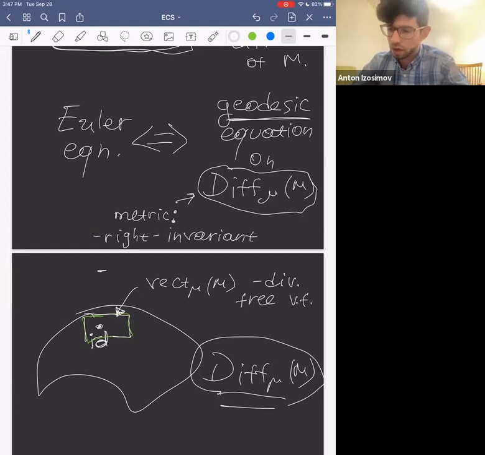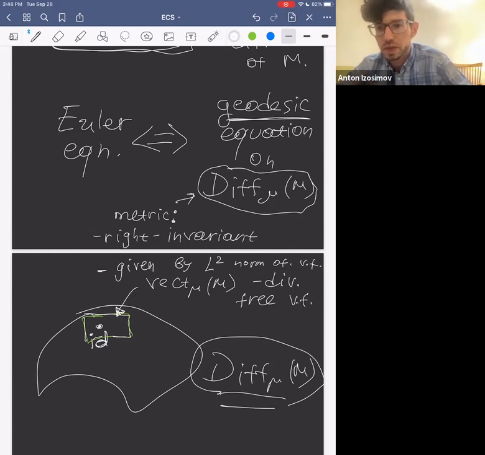And this quadratic form is just the L2 norm of a vector field. So it's given by the L2 norm of a vector field, which basically is the kinetic energy of the vector field, or twice the kinetic energy, if you like. At each point, you compute the norm of the vector, and then you integrate over the whole manifold with respect to the volume element that's given on the manifold.